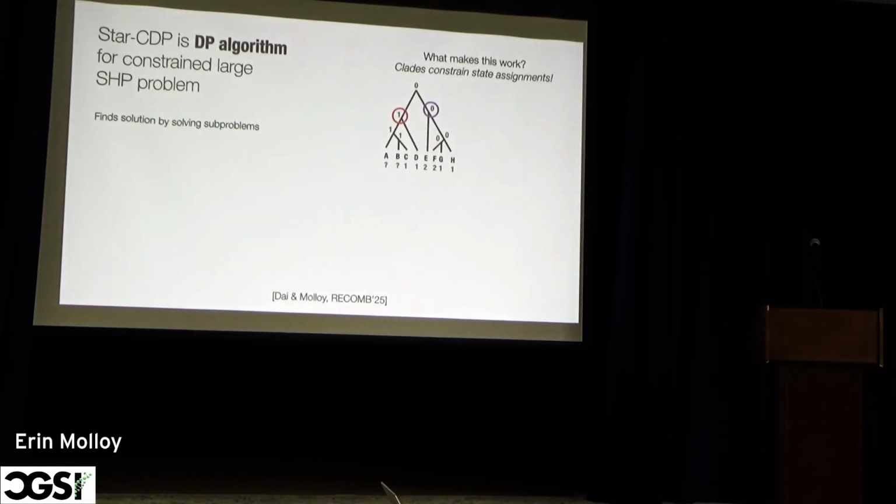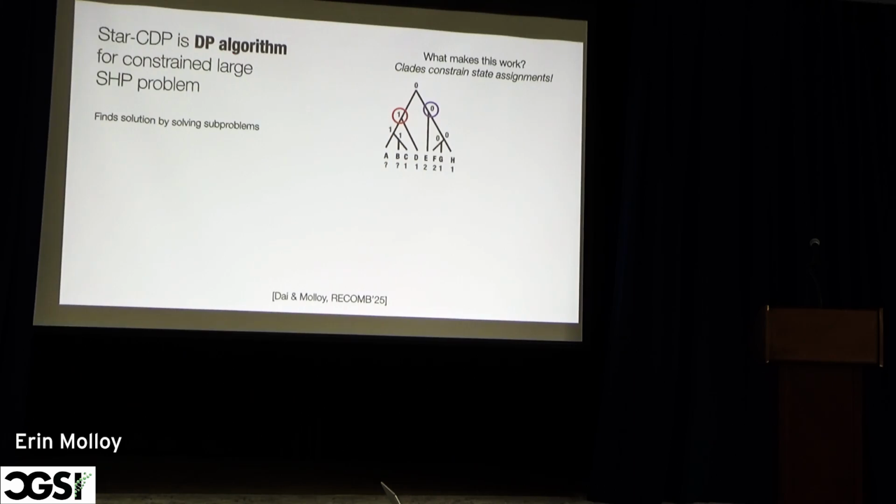So how do we do this? We do this with dynamic programming. That's a method, star CPP, developed by my student Junyoung Dai. Dynamic programming, right? You want to find a solution by solving subproblems. And what makes this work? Well, the idea is that actually the clades constrain the state assignments at the internal nodes.